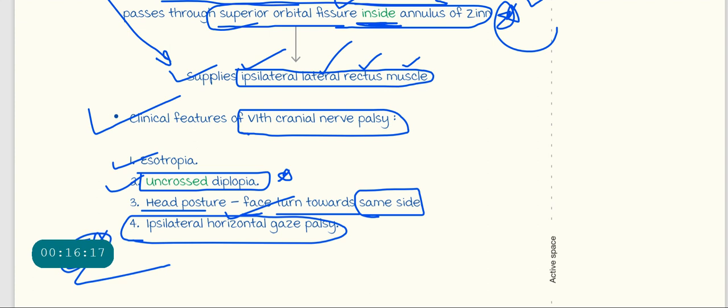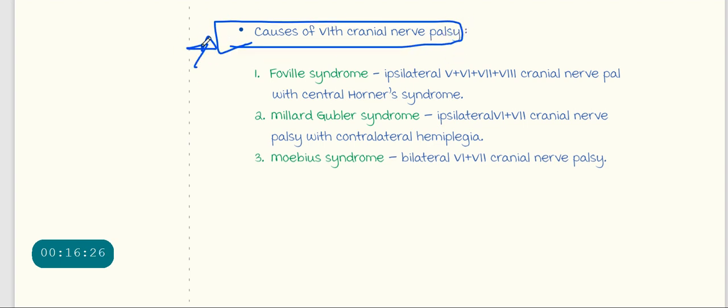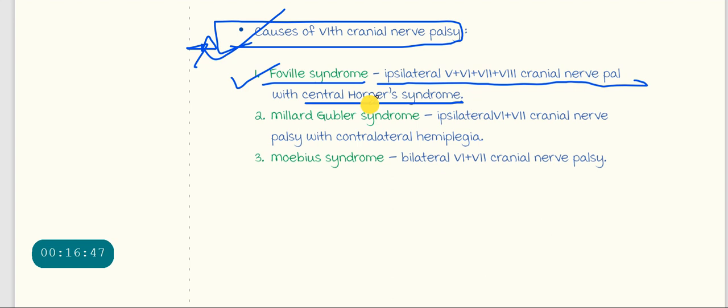Now there are some causes of sixth cranial nerve palsy. What are these causes? The first syndrome which comes is Foville's syndrome. Foville syndrome is nothing but ipsilateral 5th, 6th, 7th and 8th cranial nerve palsy, with central Horner syndrome. These both things combine, and this is nothing but Foville syndrome.